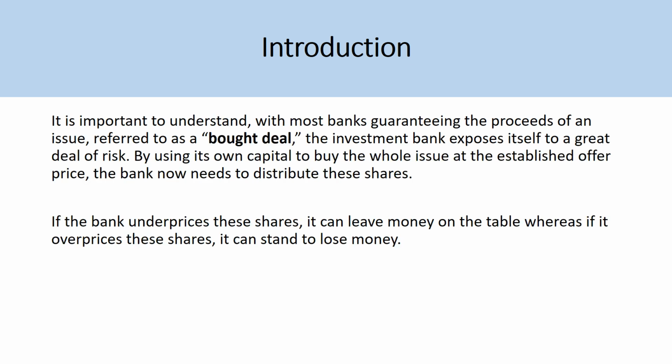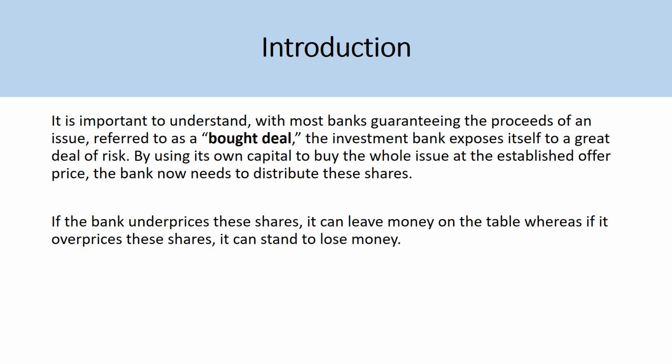So it is important to understand, with most banks guaranteeing the process of an issue, which is referred to as a bought deal, the investment bank exposes itself to a great deal of risk. By using its own capital to buy the whole issue at the established offer price, the bank now needs to distribute these shares. So in the modern IPO market, most IPOs are bought deals. So the big investment bank, the underwriter, will buy all the shares from the issuer, from the private company, and then it's their responsibility, and they're liable because they put up their own capital to buy those shares, to then distribute them to the investors, whether it's institutional or private.